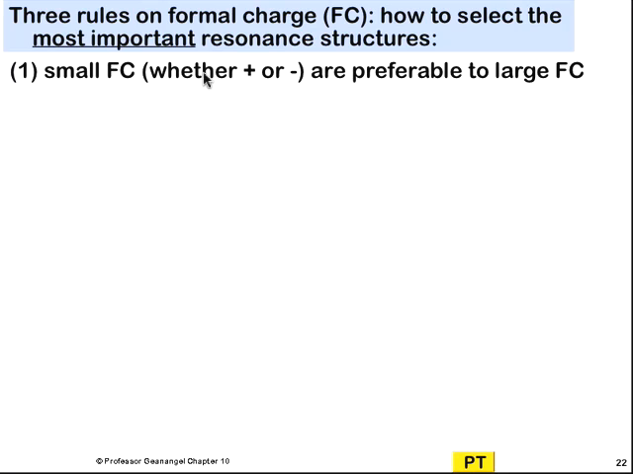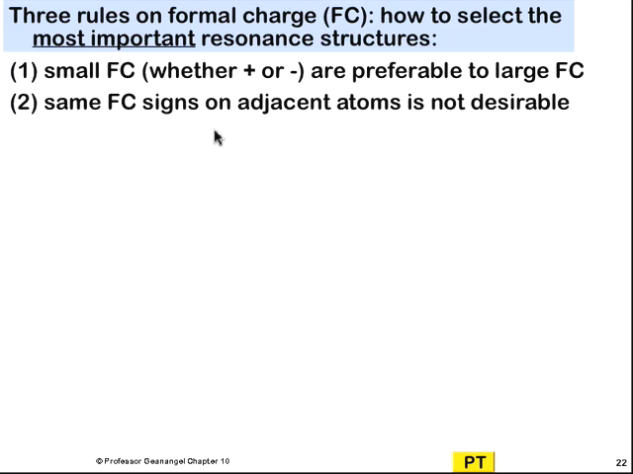The first rule of formal charges is that small formal charges, whether they be plus or minus, are preferable to large formal charges, and 0 is the best of all. A 0 formal charge is as good as it gets. Now, there are 2 other rules that are less significant overall, and we always take our main lead from rule number 1 here. The smaller the formal charges, the nearer to 0, the better.